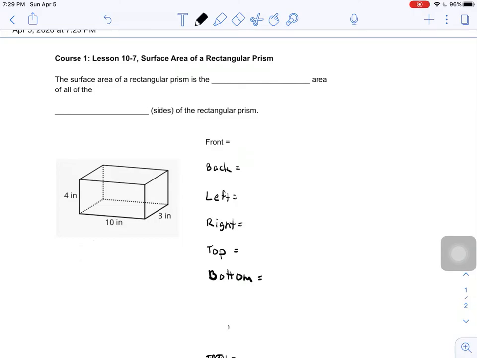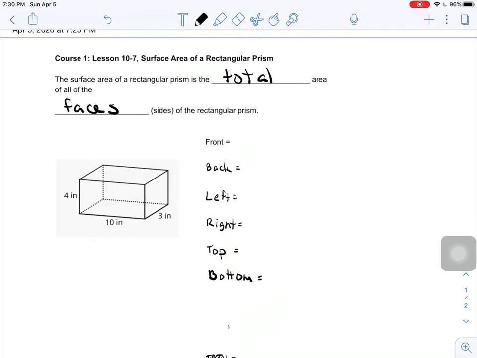So the way we find that, if you think about wrapping paper, wrapping a present, you want to cover all of the different sides of the box so that everything is completely covered up. So surface area of a rectangular prism is the total area of all of the, we call them faces, but they're actually sides, all of the faces of the rectangular prism, or all of the faces of the box.